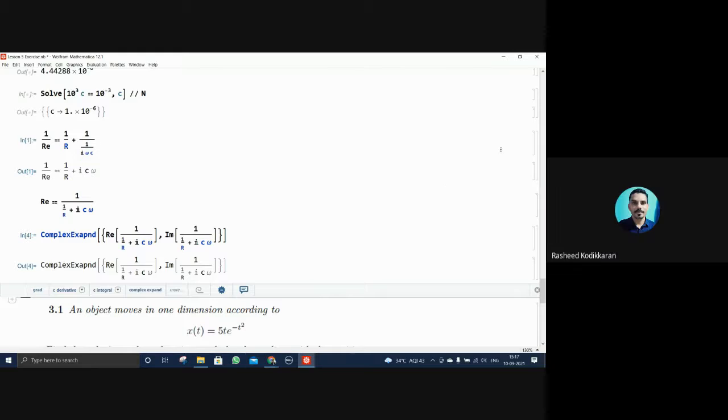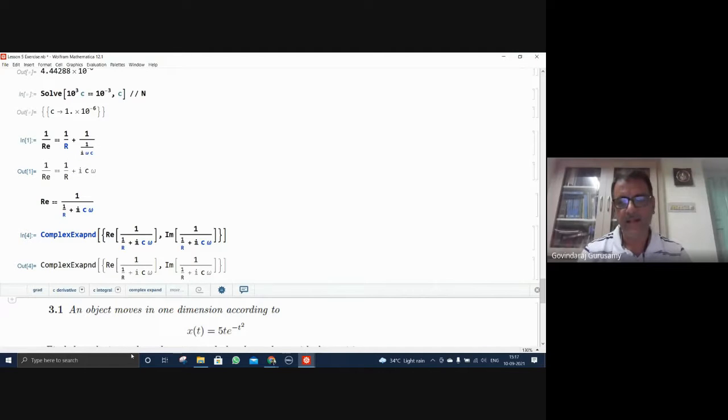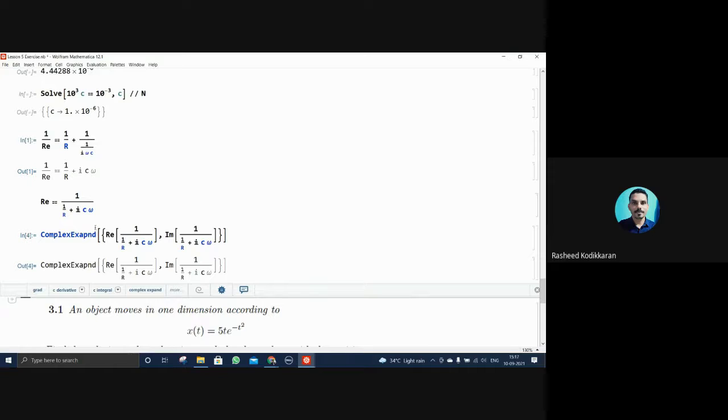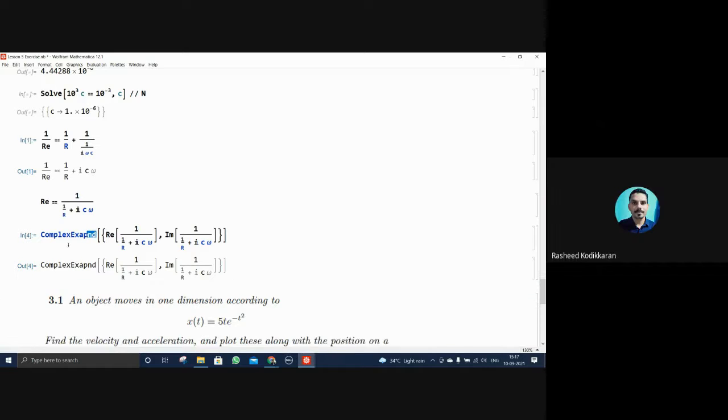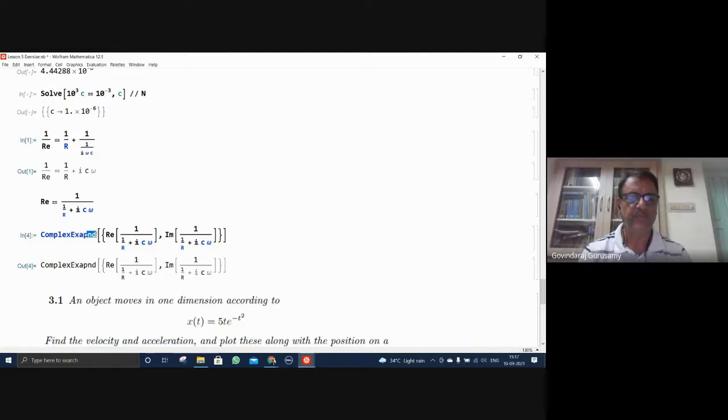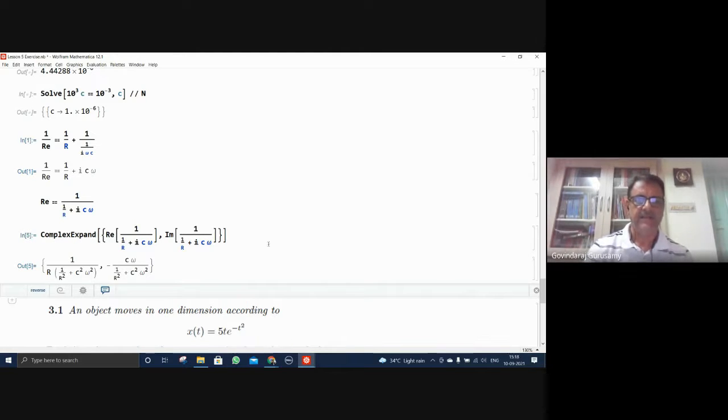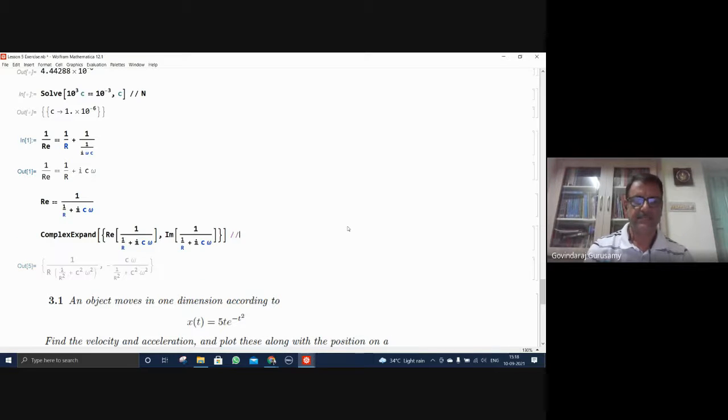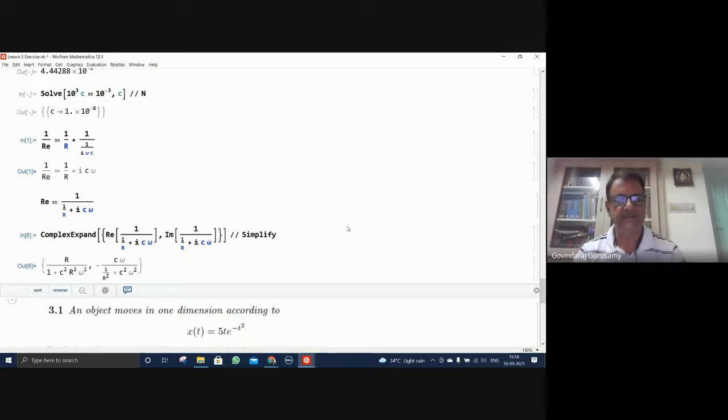You know what is the mistake? Huh? Expand, the spelling is wrong, and this is still blue. It has not become black. EXPAND. Now it has become black. Okay. Now we are getting it as a real part and imaginary part. You just have to simplify. Let's see simplification. How does it look like? Okay, one of them is the real part, and the other one is the imaginary part.